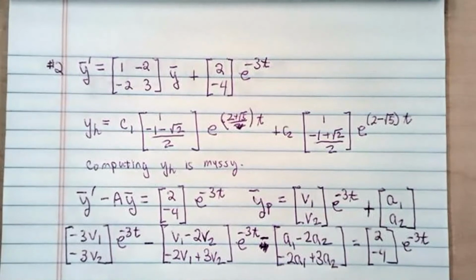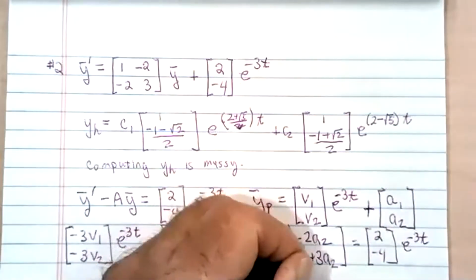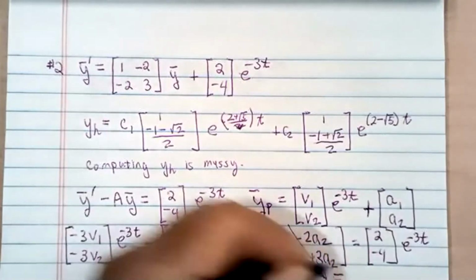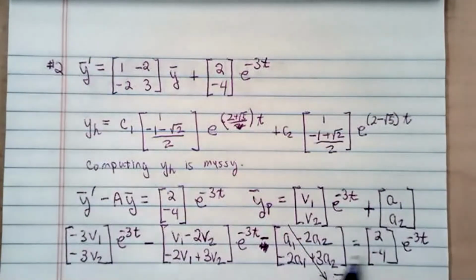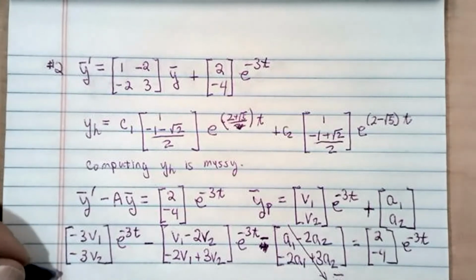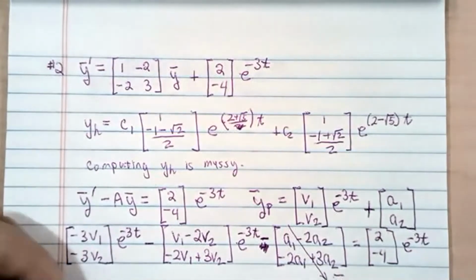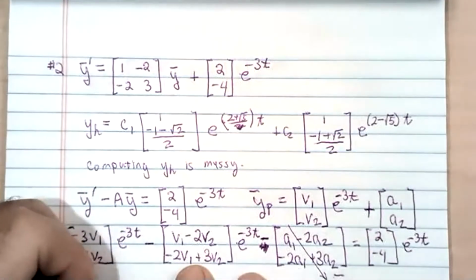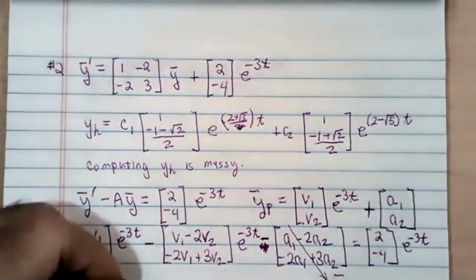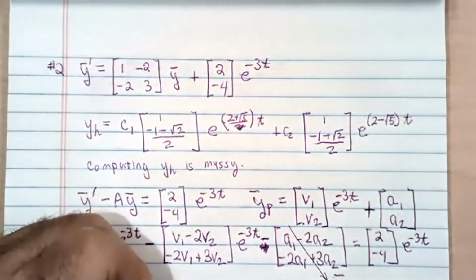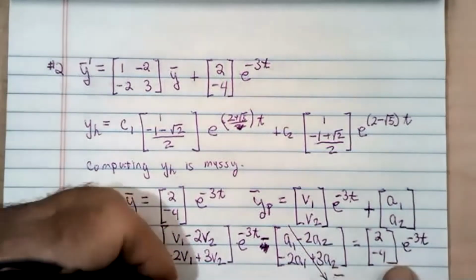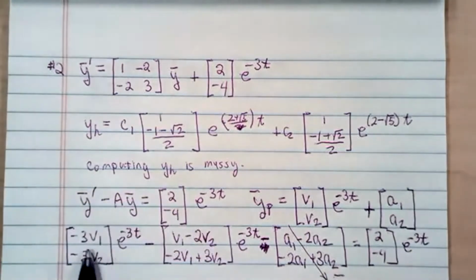Okay, well, in this case anyway, it's pretty clear that this whole vector is going to be the 0 vector, right? Because everything else has an e to the minus 3t in. So scrap that. Now, what kind of equations do we get here? We get minus 3v1 minus v1 again plus 2v2 equals 2. And absolutely every one of these is multiplied by e to the minus 3t.